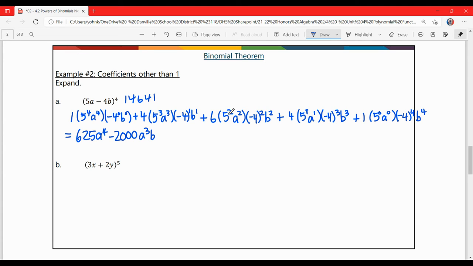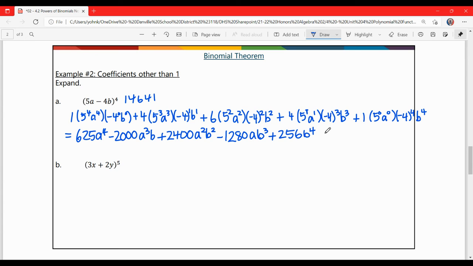Then we have 6 times 5 squared times negative 4 quantity squared. That's going to give us 2,400 a squared b squared. Then I have 4 times 5 times negative 4 to the 3rd. That's negative 1,280 a b cubed. And then the 1 doesn't matter, the 5 to the 0, a to the 0 doesn't matter. Negative 4 to the 4th power is positive 256, b to the 4th.